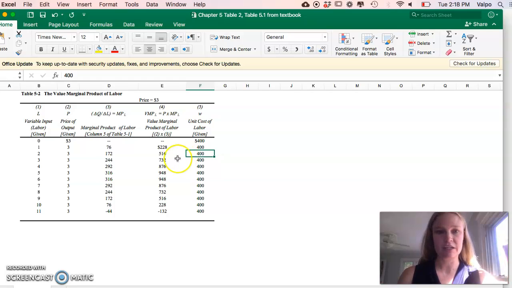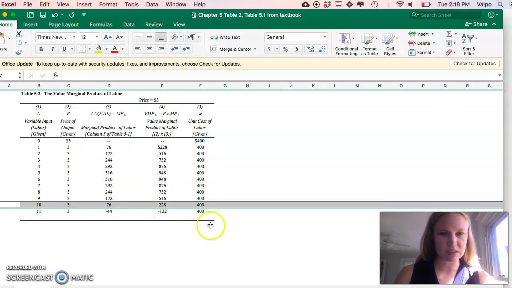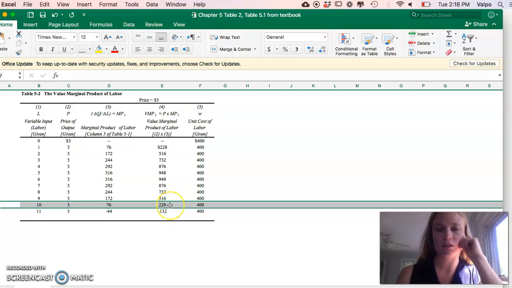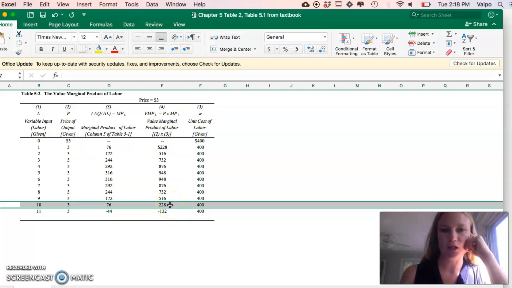That's a good deal. You should hire that worker. The third one brings in $732. You pay him $400. Yes, yes, yes. No, right? So we see this 10th worker here. You pay them $400. They only bring in $228 worth of stuff. You should not hire that worker.